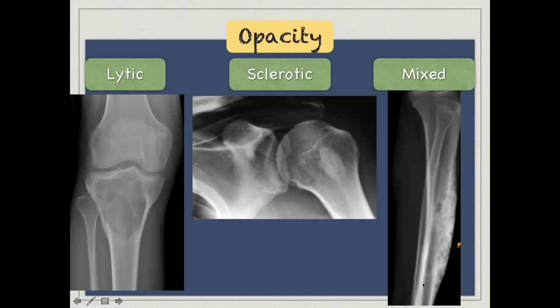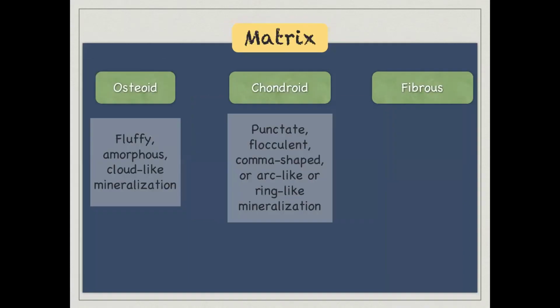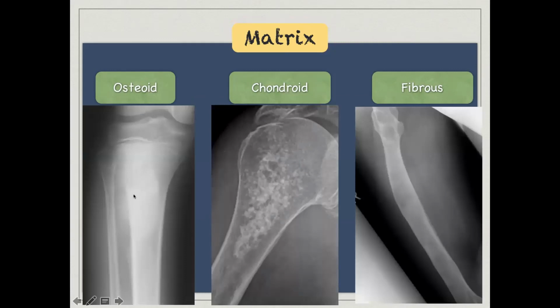So you have to follow all the lists simultaneously. It can be either of the opacities. Then you move down to matrix. The matrix can be either osteoid, chondroid, or a fibrous matrix. How do you decide that? If you see something which is really cloudy, thick, dense, then that's an osteoid matrix. If you see rings and arcs within the lesion, as per my experience, within the center of the lesion you will not be able to identify the matrix well. So look at the periphery of the lesion, where you will be able to see the rings and arcs much more beautifully. So this is a chondroid matrix with classic rings and arcs all over.